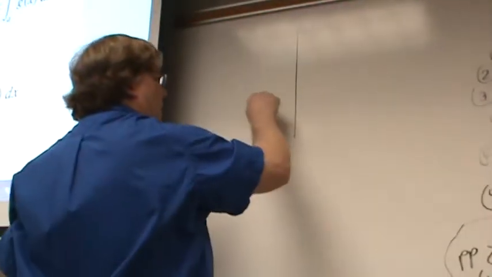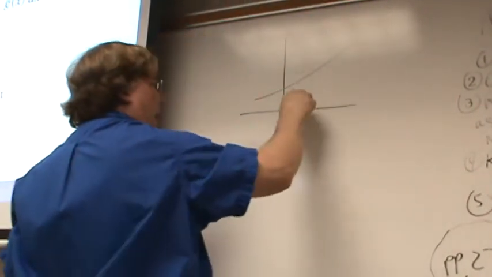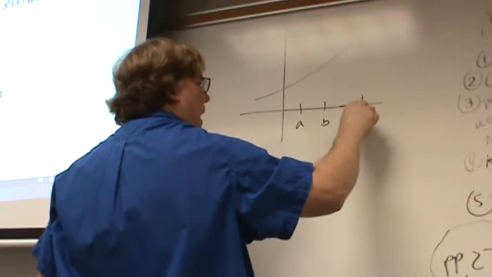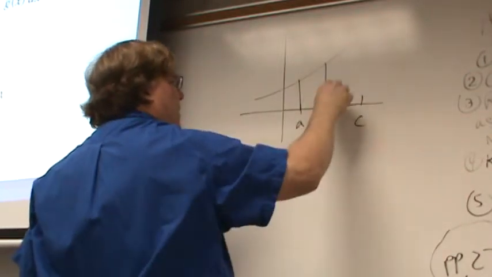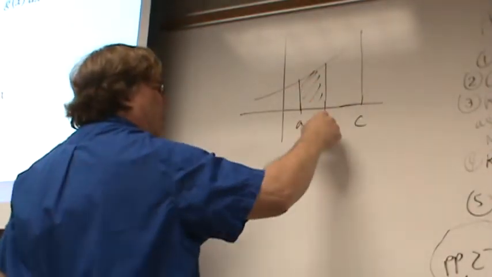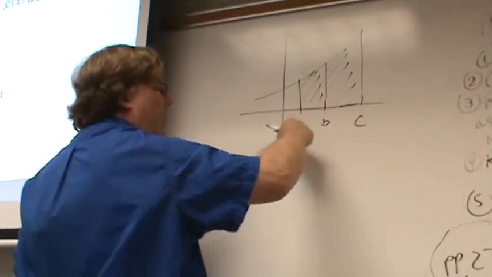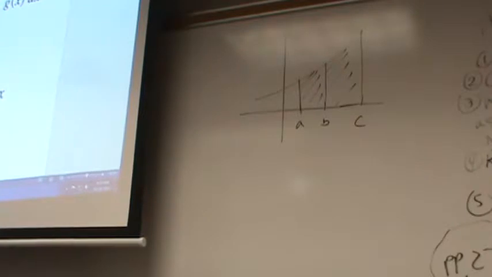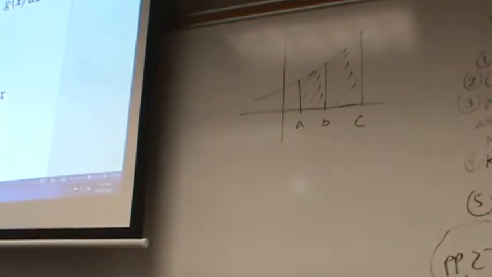Hey, let's take a look at that. If I had some graph like this, and here's A, and here's B, and here's C, right? Doesn't it make sense that the integral from A to B plus the integral from B to C would equal the integral from A to C? You guys hear that? That makes sense?